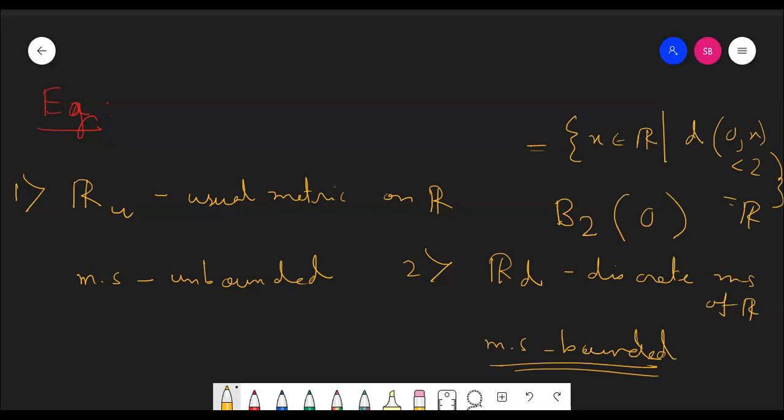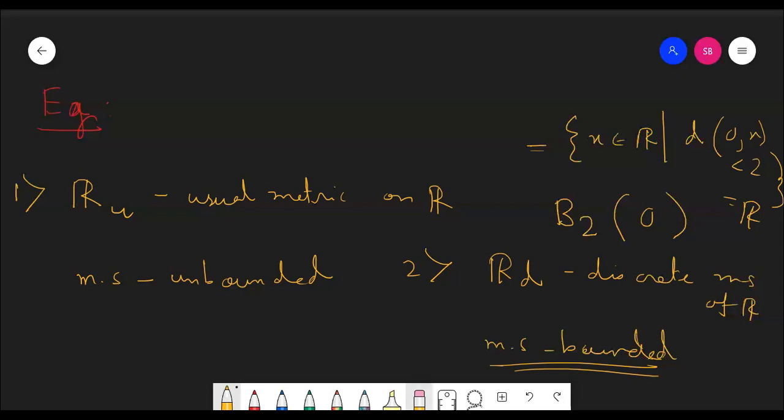So just one thing to note. In a particular set, we can define two different metrics such that one metric space is bounded and another is unbounded. So bounded and unbounded is totally dependent on the notion of distance on a set, not only the set. Okay, just think about it.